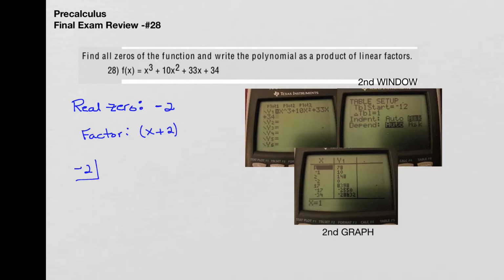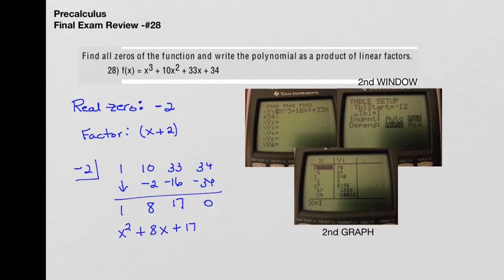So we've got -2 is my 0, and the coefficients of the polynomial are 1, 10, 33, and 34. The 1 comes down, and -2 times 1 is -2. 10 plus -2 is 8. -2 times 8 is -16. 33 plus -16 is 17. And -2 times 17 is -34. And 34 plus -34 gives me 0. So now I know that my polynomial is equal to x plus 2 times x squared plus 8x plus 17.